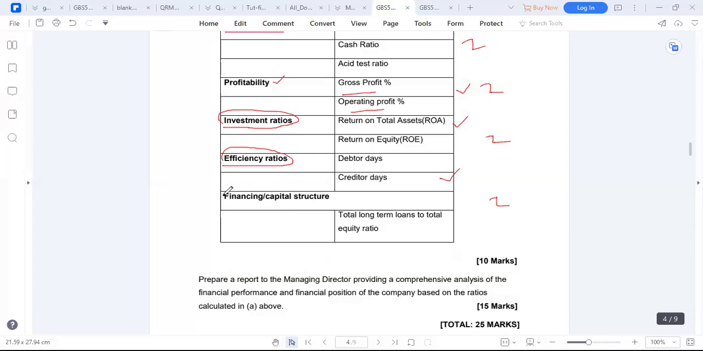Okay, so let's go to Yes. Mr. Collins, I have a question on the creditors' days. In an event that we are given both the purchases and the cost of sales, which one can we pick?